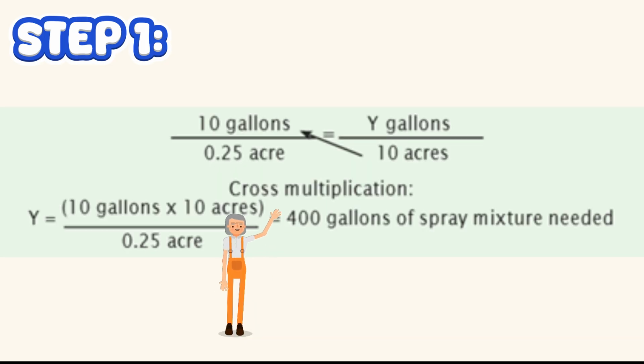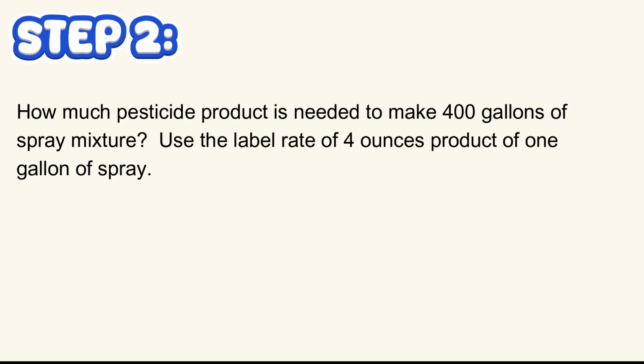And now we've finished step 1 of our equation. We only have 2 more steps to go. Now that we've figured out we need 400 gallons of finished spray mixture to treat our 10-acre application area, we need to know how much pesticide product is needed to make 400 gallons of spray mixture.